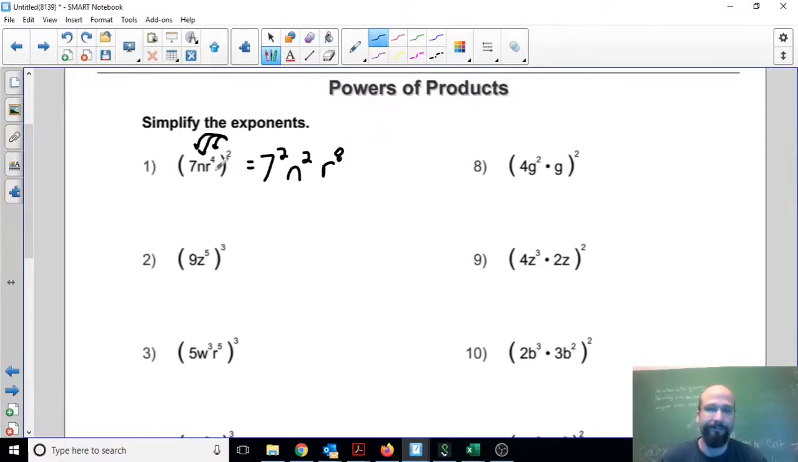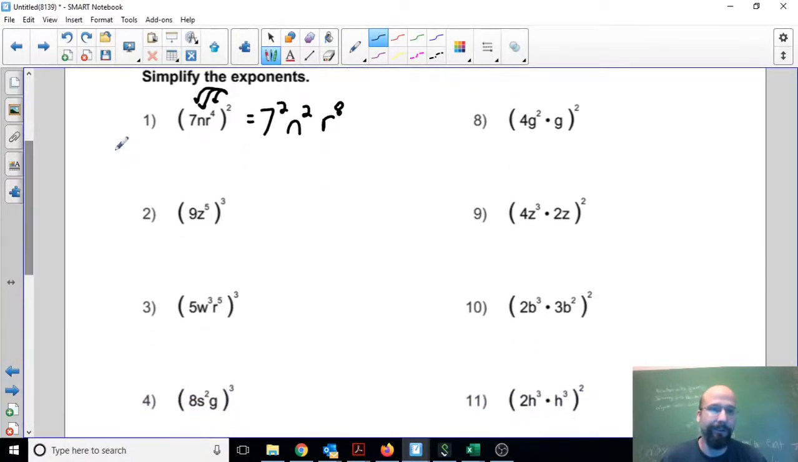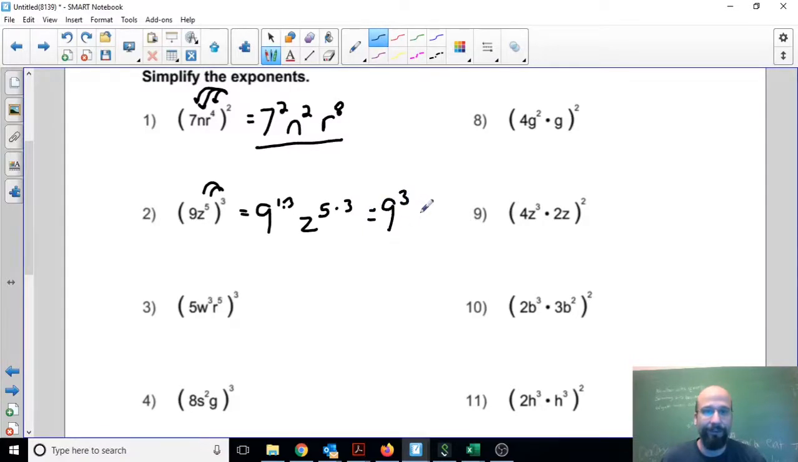So on the worksheet, let's do number 2 here. When you show me your work, I want this multiplied, so I want to see what it looks like. I want to see all the steps. This is the answer, but I want to see all the steps. So this would be 9, that's 3 times the imaginary 1, and then z, 5 times 3. So this would simplify to 9 over 3 and z to the 15th. So I want to see all of these steps.